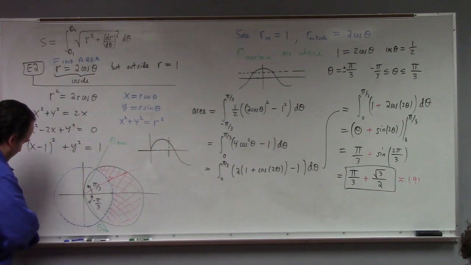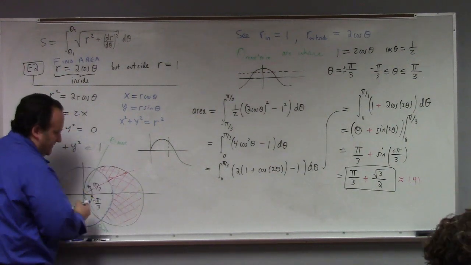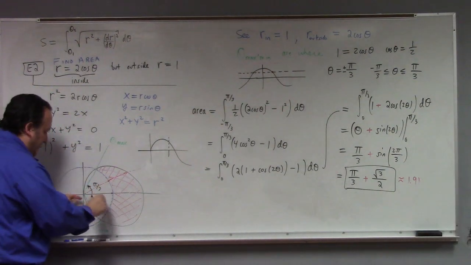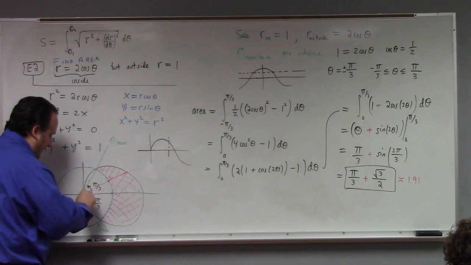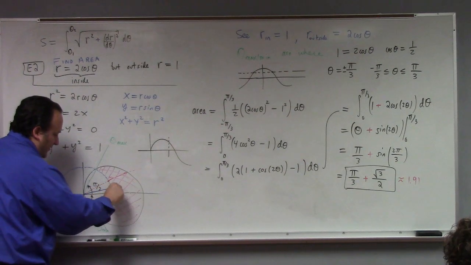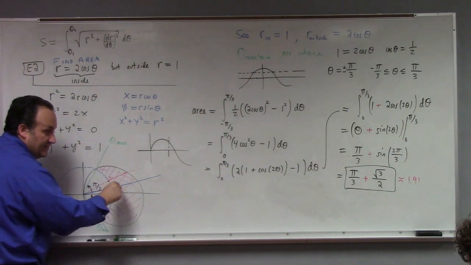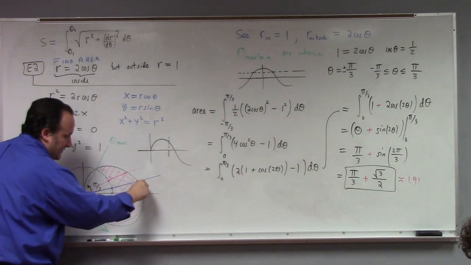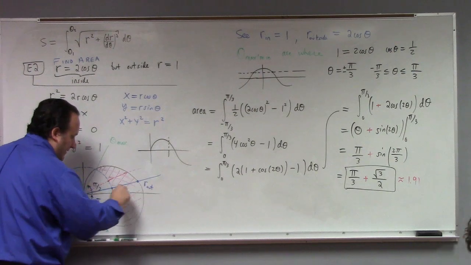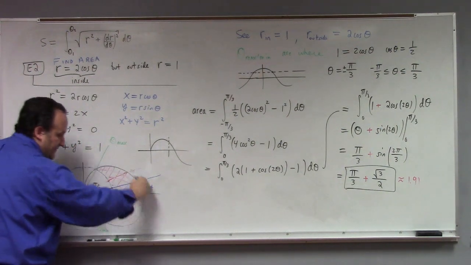As I look at anything going out from the origin, as I'm trying to set up the area, I have to identify what I hit going out from the origin. Let's do this blue ray here. If I go out like that, the first thing I hit is r equals 1. Then I'm inside the region I'm finding the area of. And then I hit this. So this is my R out, and this is my R in, which respectively is 1 and the other is 2 cosine theta.